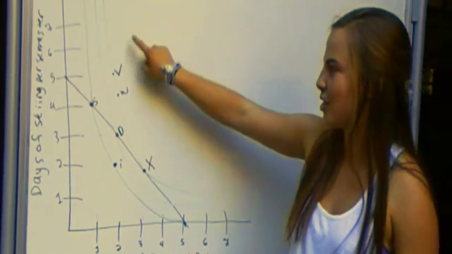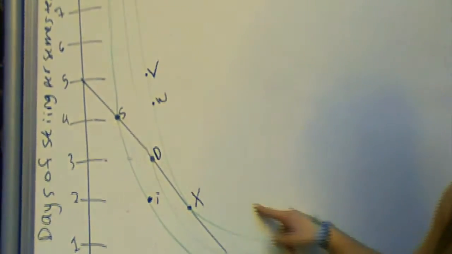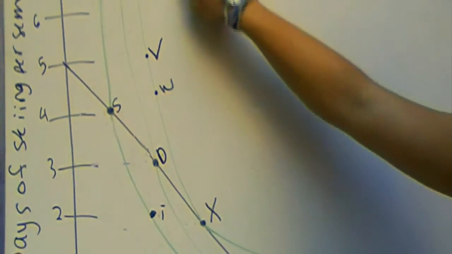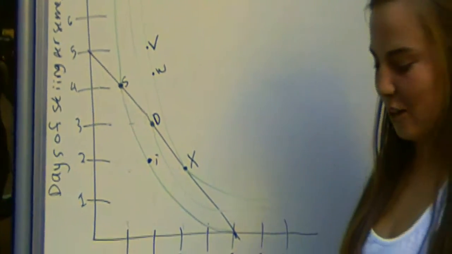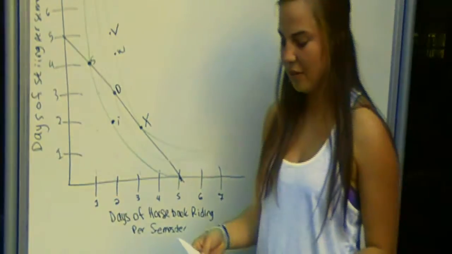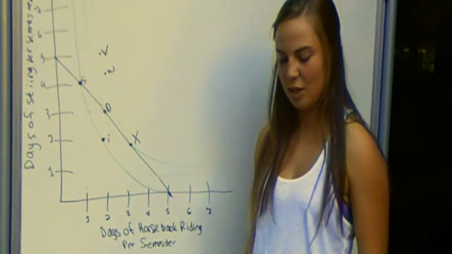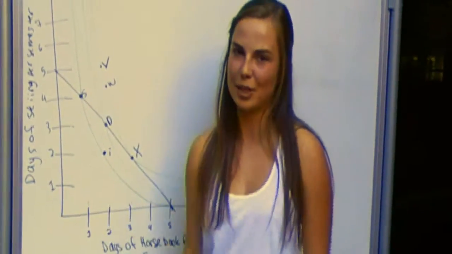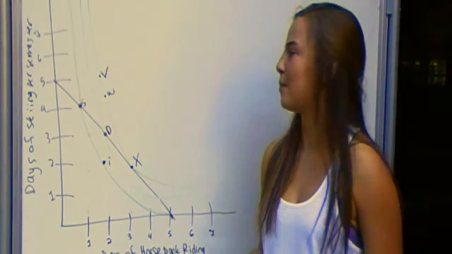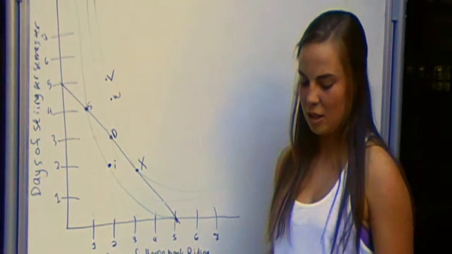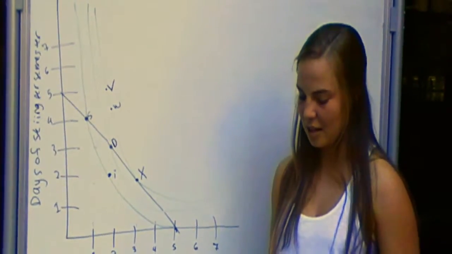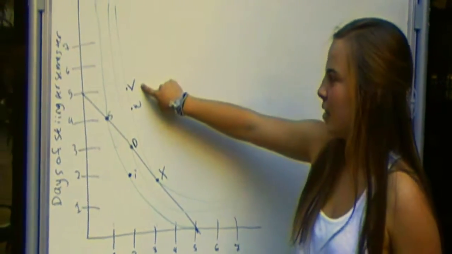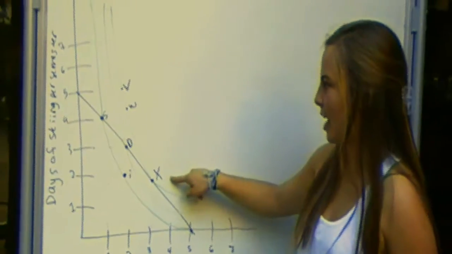Here shown, the indifference curves are the green downward sloping lines. V and WX are all points on the farthest indifference curve to the right. Indifference curves show the combination of two goods or events, in this case, days of horseback riding per semester and days of skiing per semester, that represent the same total utility. Utility is the total satisfaction of consuming a good. So for instance, point V represents the same total utility as point X.